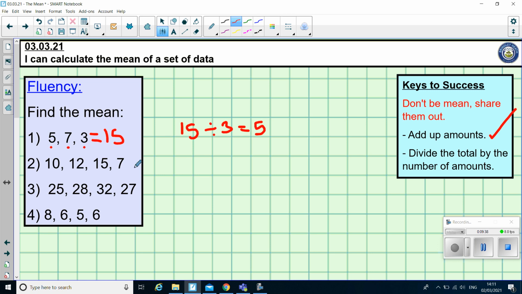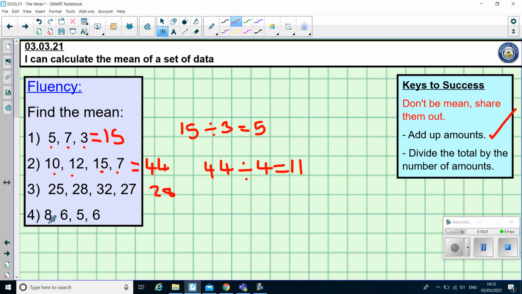Okay, question 2, when you added them up, you should have got 44. But that's not our mean. First step is to add them up, and then we have to divide by the number of amounts. Now this time around, there are 4 amounts. So you got 44 divided by 4, which gave you the answer 11. Okay, question 3, add them up, divide by 4 because we've got 4 amounts there, and the mean for question 3 was 28. And question 4, again, add them up and then divide by the number of amounts.